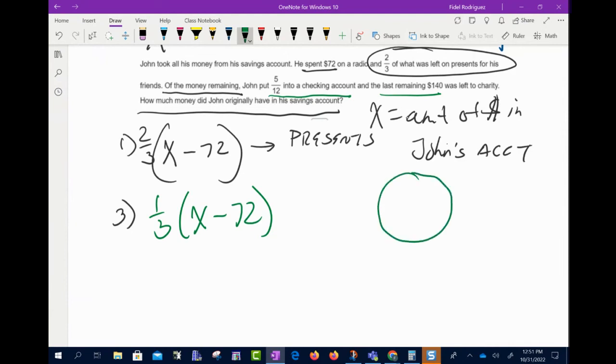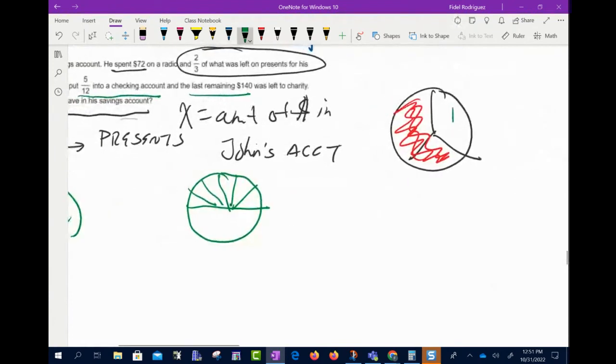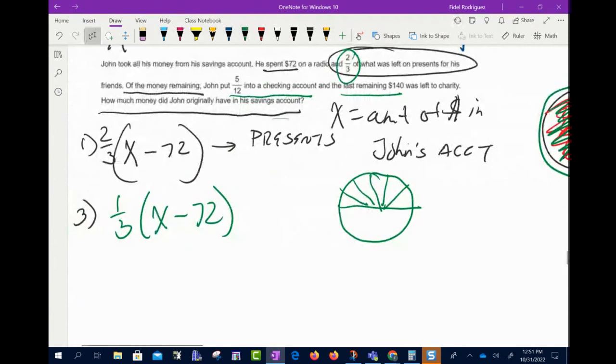Okay, so I want you to think about 5/12. Look, y'all, I'm going to draw a picture again. I'm going to try to cut this into 12 equal pieces. Remember what we said? If I draw a circle, I'm going to cut it into 3 pieces. Why? Because it was 2/3, right? Look what it said. This amount here went to presents for his friends. How much was left over? 1 out of the 3. That's why I have that 1 out of the 3 right there.